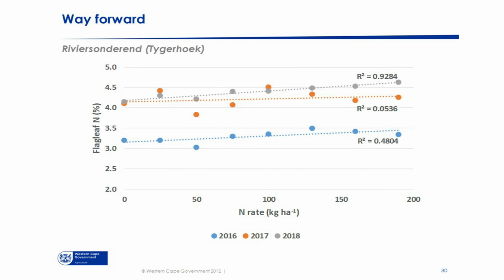And then we also look at flag leaf nitrogen content. We want a value of, I think the recommended value is about 4.25. So we can see at the low levels of nitrogen, especially in this year, 2016, it was low, but there was a very slight increase in nitrogen content of the flag leaf. And that is a very important leaf in terms of yield.